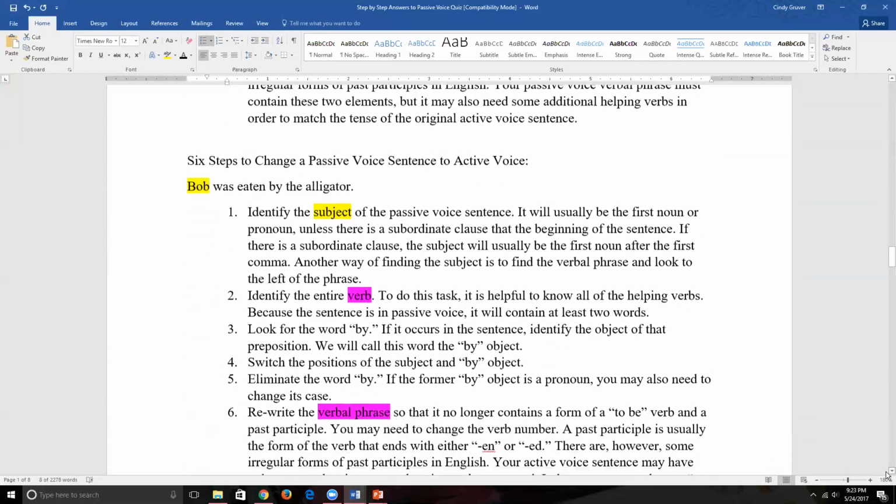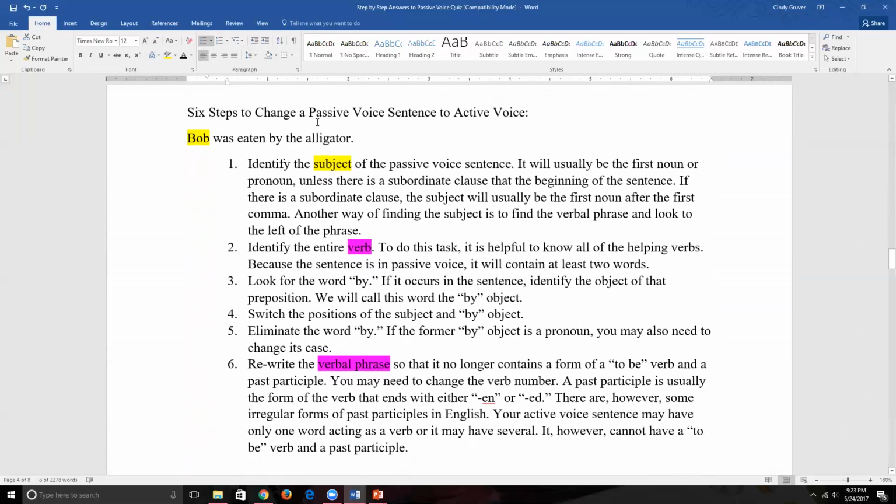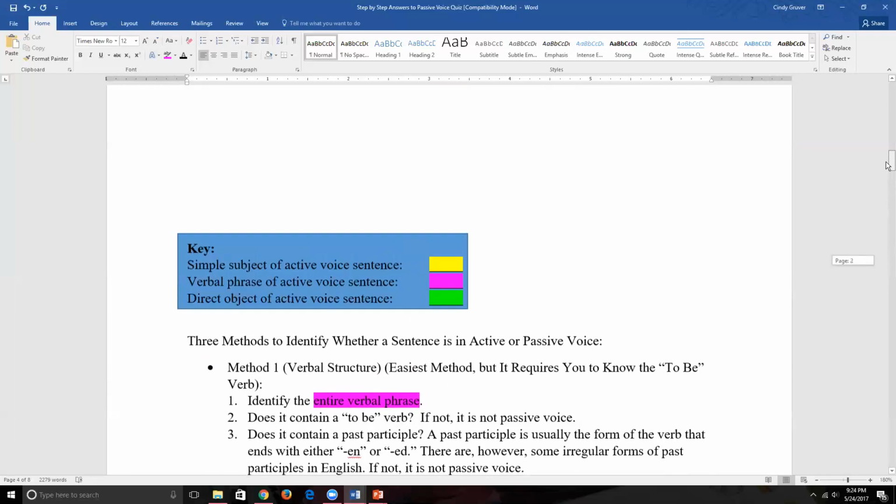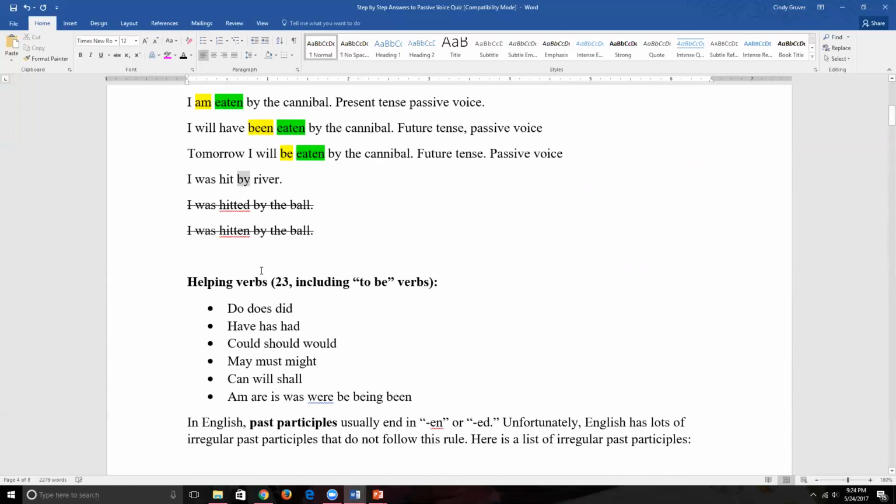Okay, so here we are back with our 6 steps. We've identified our subject. Now we're going to identify the entire verb. And all we have is was eaten. That's our entire verbal phrase. We could imagine that it could be was being eaten, or had been eaten. Now we have had been eaten. And again, if we go back to our list, we'll be able to see that had is one of our helping verbs.